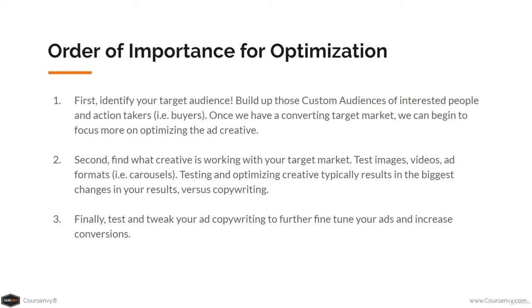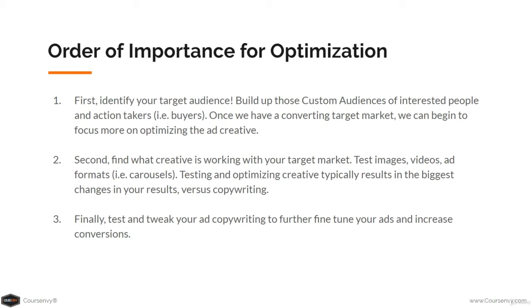So the order of importance for optimization: first, identify the target market. Who is your target audience? Build up those custom audiences of interested people and action takers, whether these are leads, buyers. Once we have a converting target market, we can begin to focus more on optimizing the ad creative.